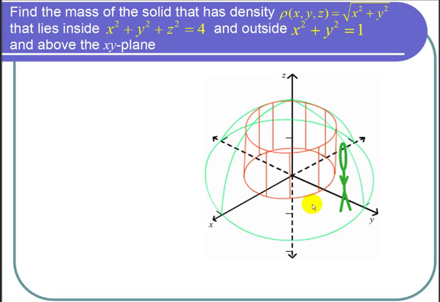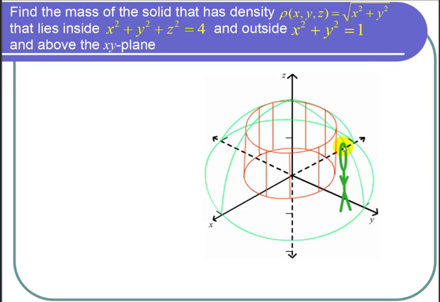I have a cylinder and a sphere, so it's either going to be cylindrical or spherical. The deciding point for me is that the density is the square root of x squared plus y squared, which works better in cylindrical coordinates. So in that case, I'm going to be looking at a dz dr d theta.